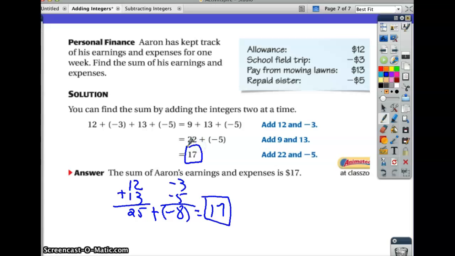So either way you can work this problem out, is fine with me. So this concludes our lesson on adding integers.